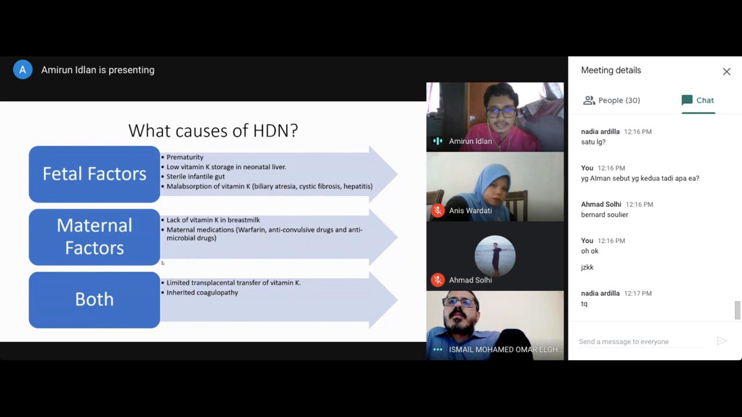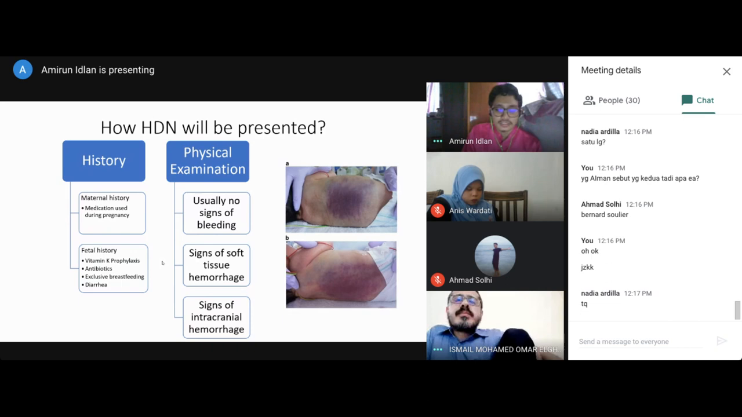So for the clinical features, the history part is very important. From the maternal history, you should confirm what medication was used during the pregnancy, if there was any warfarin usage, or also antibiotics and anticonvulsants. And for fetal history, you must ask if the baby had vitamin K prophylaxis at birth, because if not taken, they will be predisposed to vitamin K deficiency bleeding. Also ask about any antibiotics, exclusive breastfeeding, and also diarrhea because of malabsorption of vitamin K.